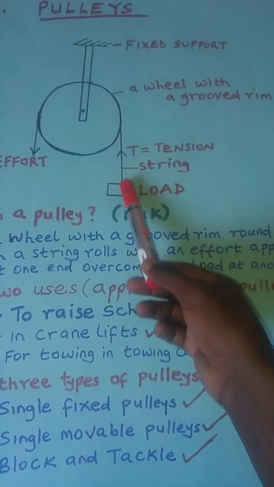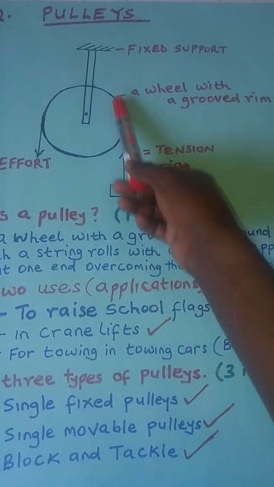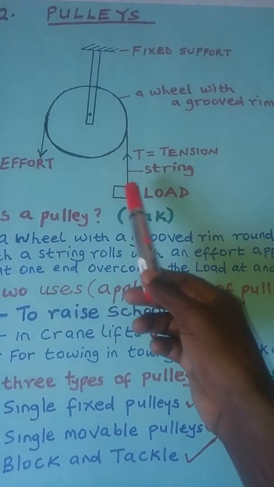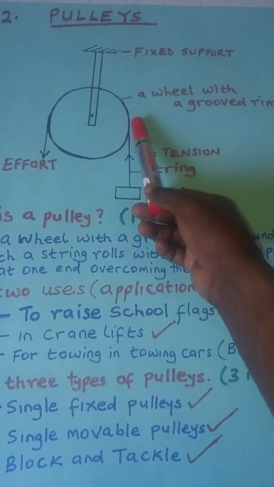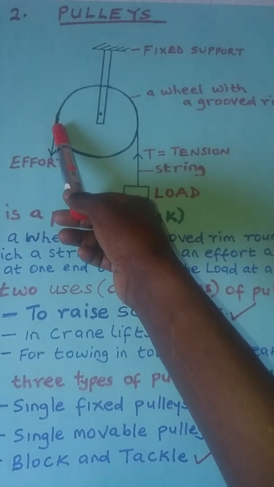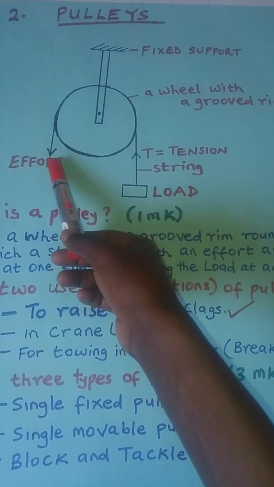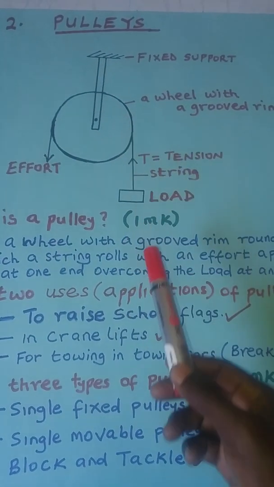So this is a rope. So it comes from this way, it passes like this. So if you have a load down here, something which you want to raise up, you go this side and apply the effort down. And this load will move up.